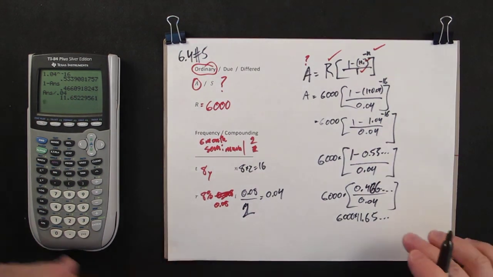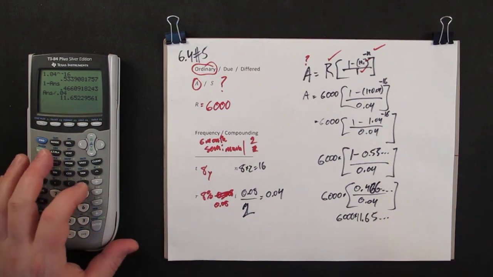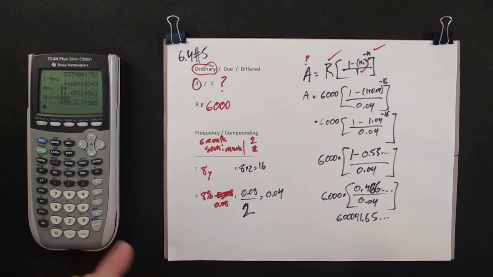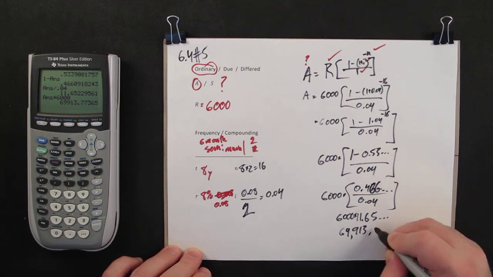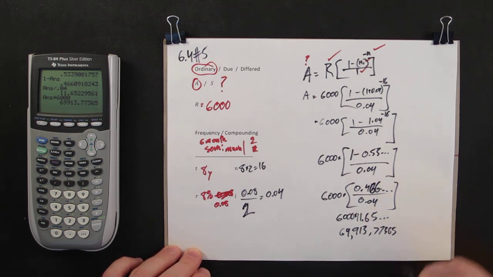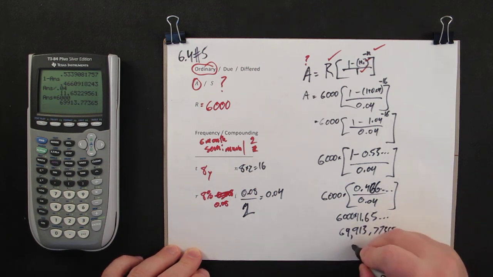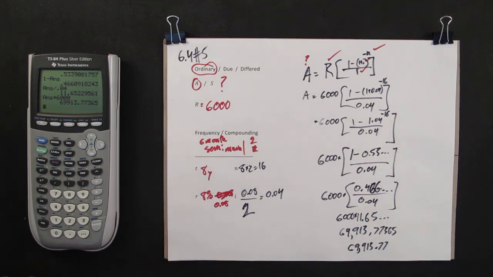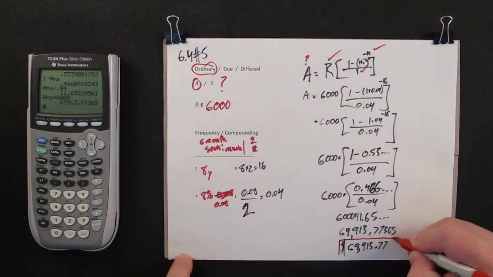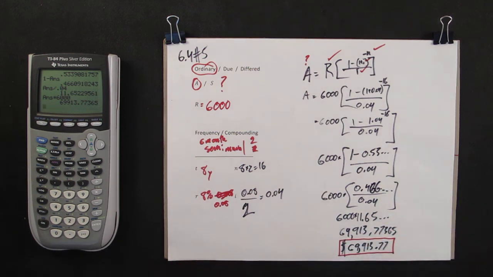So 6,000. So 69,913.77365. Okay, now round. So 69,913.77, and so that is the starting amount that you need in the annuity as at the present time.